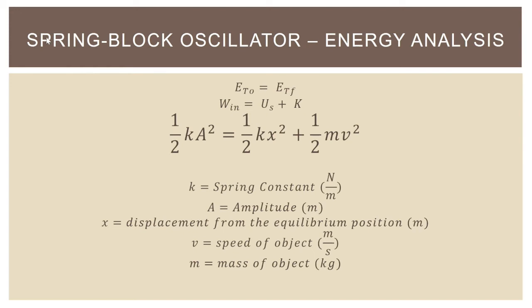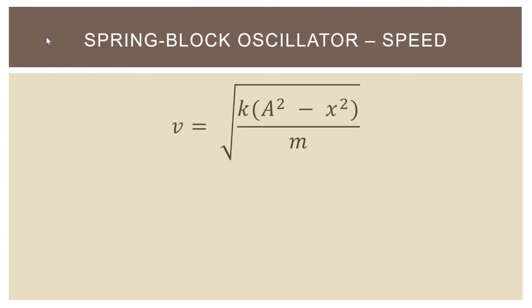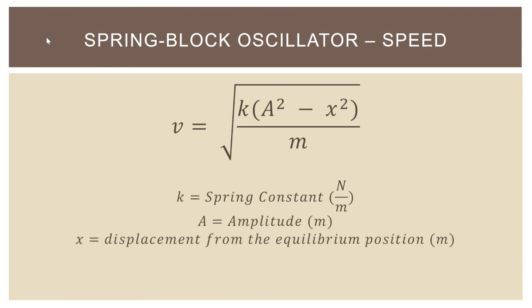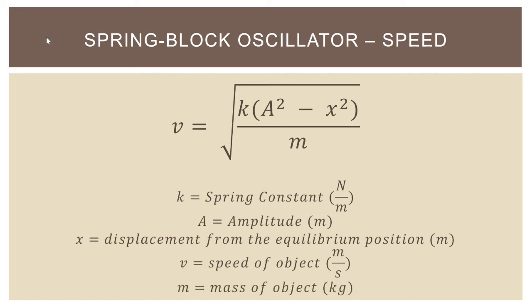Now, of course, the whole point of deriving that equation was to get an equation for the speed of the object. And so if we want to look at the equation for the speed of the object, as you saw, we get the square root of k times a squared minus x squared over m. And let's just be clear, k is the spring constant, a is the amplitude, x is the displacement from the equilibrium position, v is the speed of the object, and m is the mass of the object. Just make sure you have all those things straight.